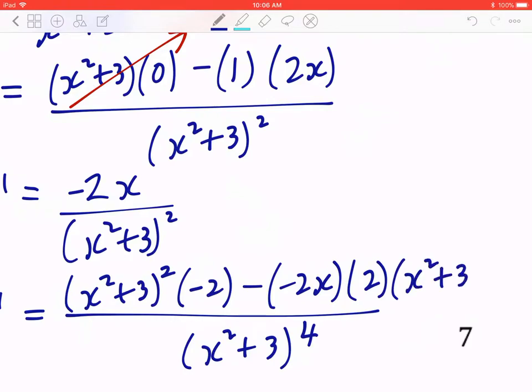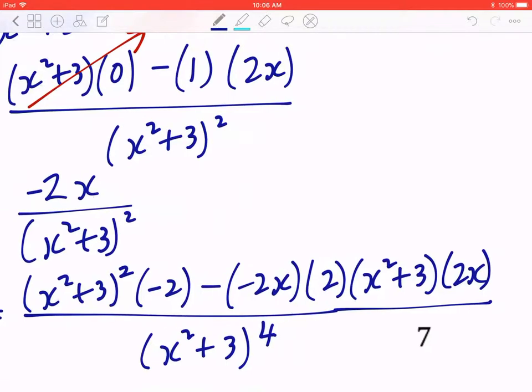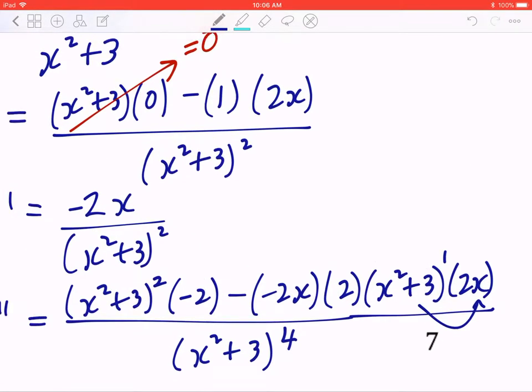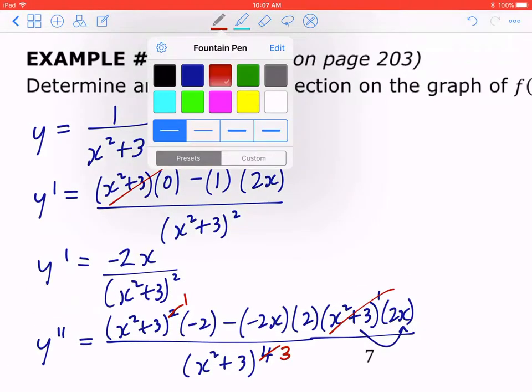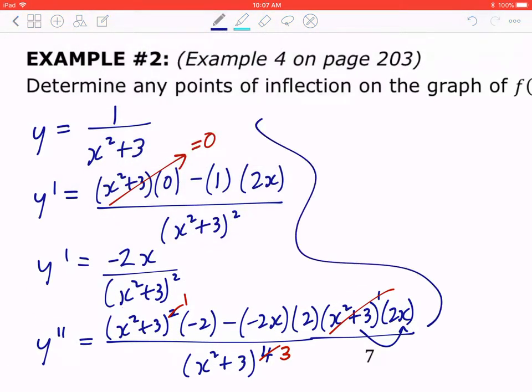Again, notice we're applying the chain rule inside the quotient rule. So you take 2 times x squared plus 3 to the power of 1. Don't forget the internal derivative, which is 2x. And again, before we find the points of inflection, you can take out a common factor of x squared plus 3 from here, and also at the bottom. Now, I'm going to continue here.